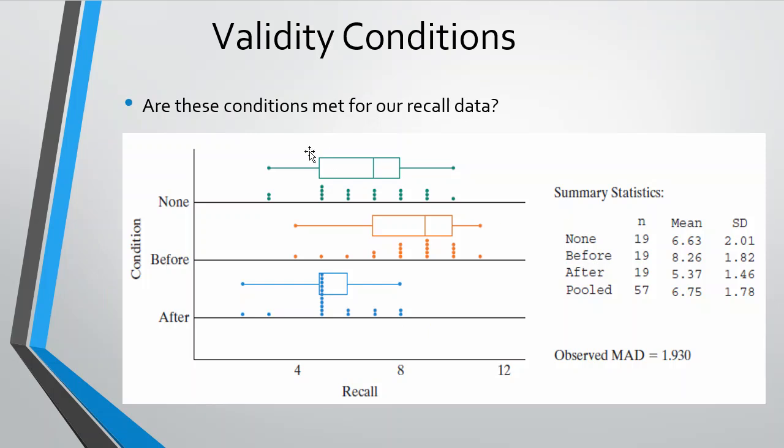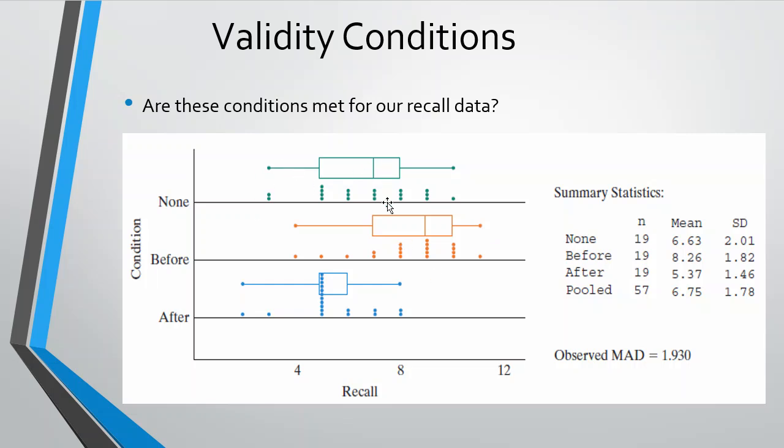Okay, let's check the validity conditions. We need 20 in each sample. We've got 19, so that's close to 20. Remember it said it could be 20 and not skewed, or close to 20 but not a strong skew, or nice symmetric data.